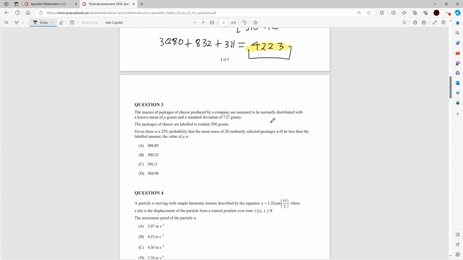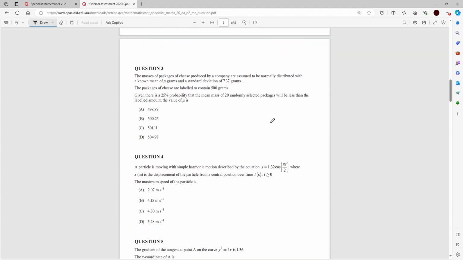Okay. Righto. Question 3. The mass of packages of cheese produced by a company are assumed to be normally distributed with a known mean of mu grams and a standard deviation of 7.37 grams. The packages of cheese are labeled to contain 500 grams. Given there's a 25% probability that the mean mass of 20 randomly selected packages will be less than the labeled amount, the value of mu is.